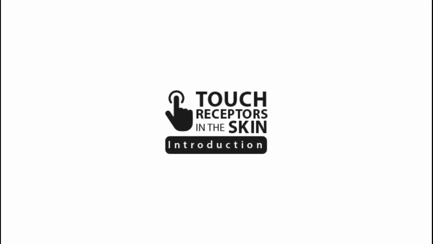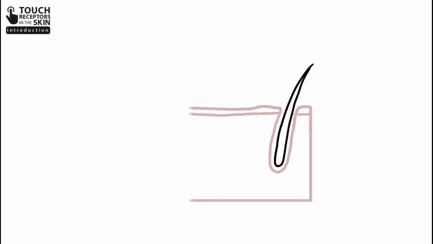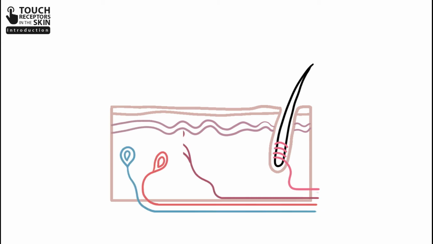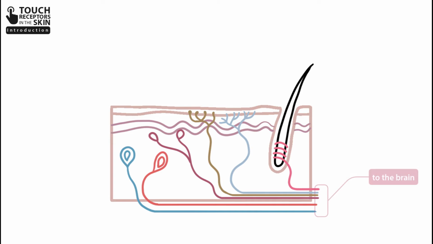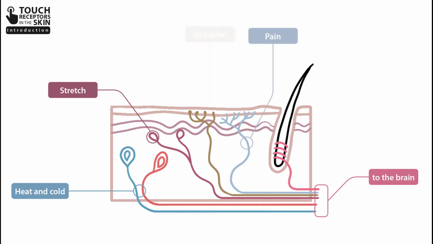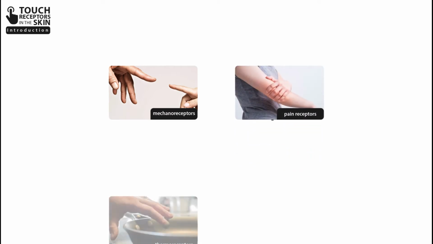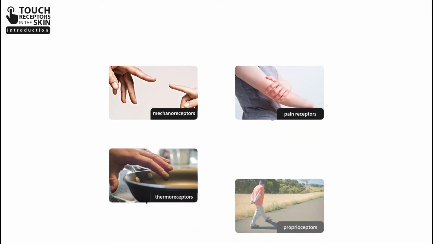Touch receptors in the skin. A vast network of touch receptors and nerve endings in the skin make up the somatosensory system. This system regulates all types of sensations on the skin, including touch, temperature, pressure, pain, vibration, etc. The somatosensory system includes different receptors: mechanoreceptors, pain receptors, thermoreceptors, and proprioceptors.